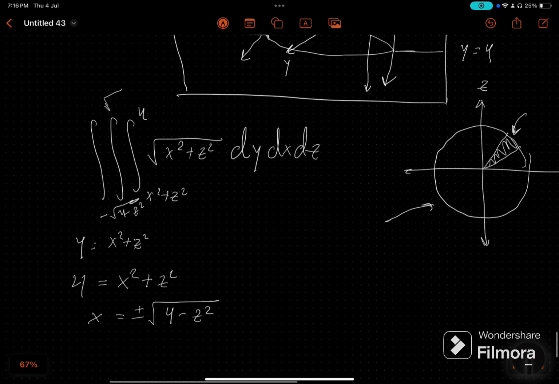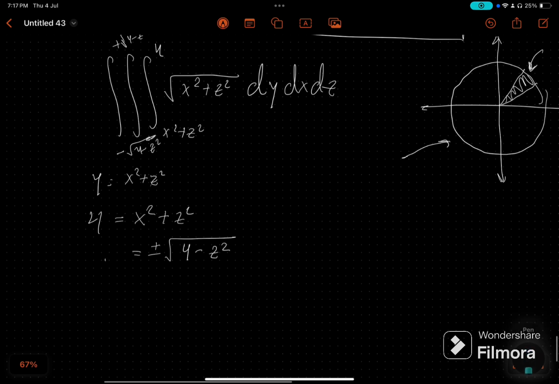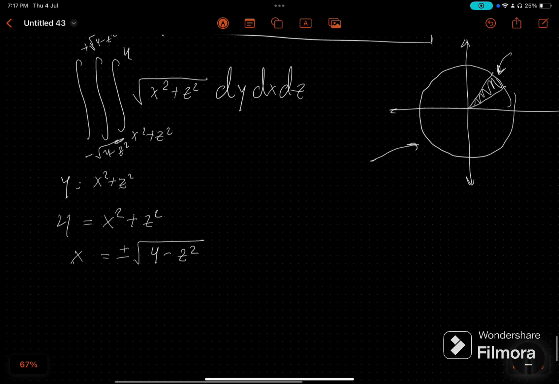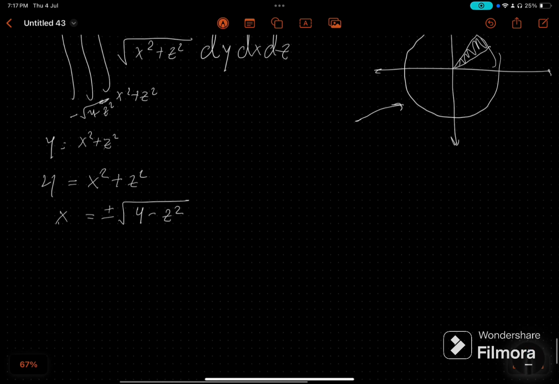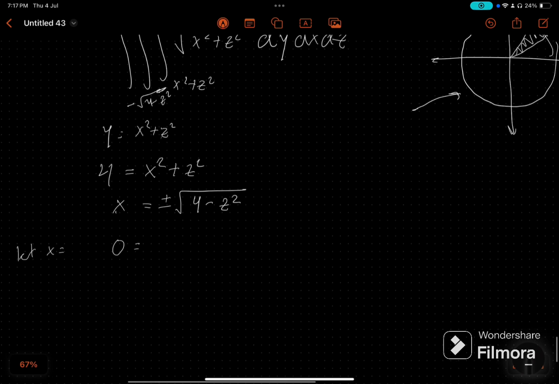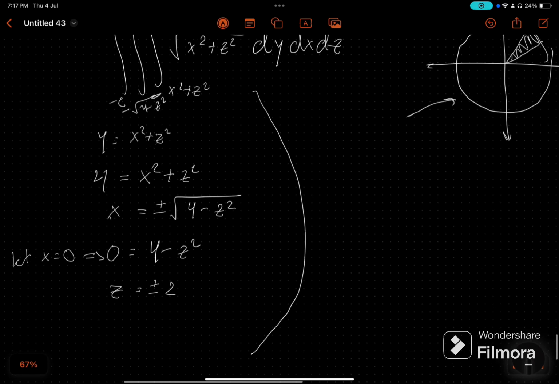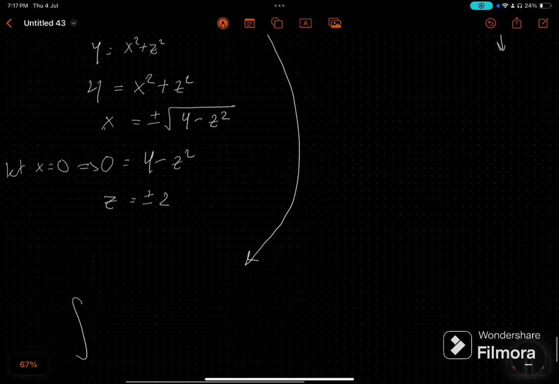And here we have 4 minus z squared, but in the plus. And we do have also finally the z. Now the z, if we let x equal 0, we're gonna have 0, 4 minus z squared, so z equals plus minus 2. So minus 2 plus 2.